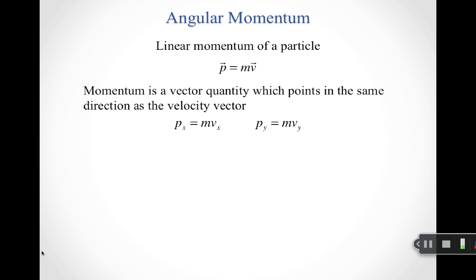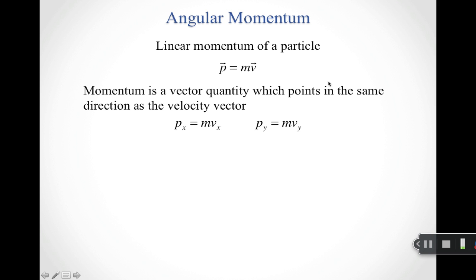All right, so to start our discussion of angular momentum, let's go back and look at our analogous quantity from translational motion, linear momentum. We talked about the linear momentum of a particle, right? P is given by mass times the velocity vector. So we define momentum to be a vector quantity which points in the same direction as the velocity vector.